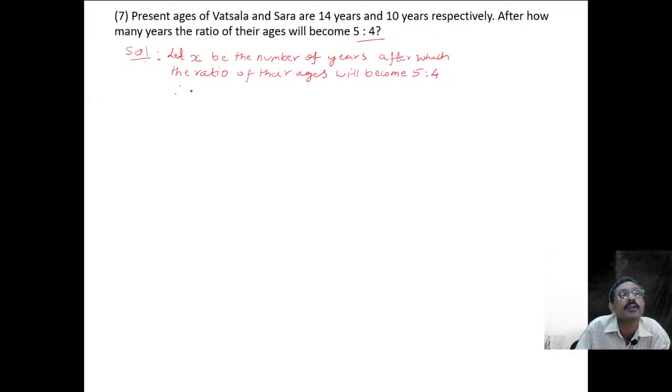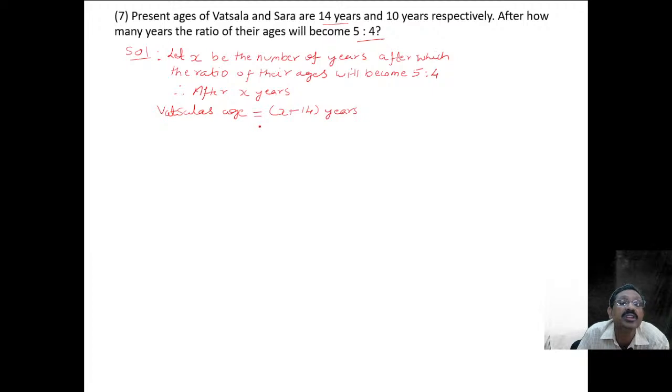So therefore, after x years, what will be Vatsala's age? To find Vatsala's age after x years. Here the present ages of Vatsala and Sara is given to us. What is the present age of Vatsala? It is 14 years. And so after x years, Vatsala's age is equal to x plus 14 years. That is the present age plus after x years how many years she'll be old.